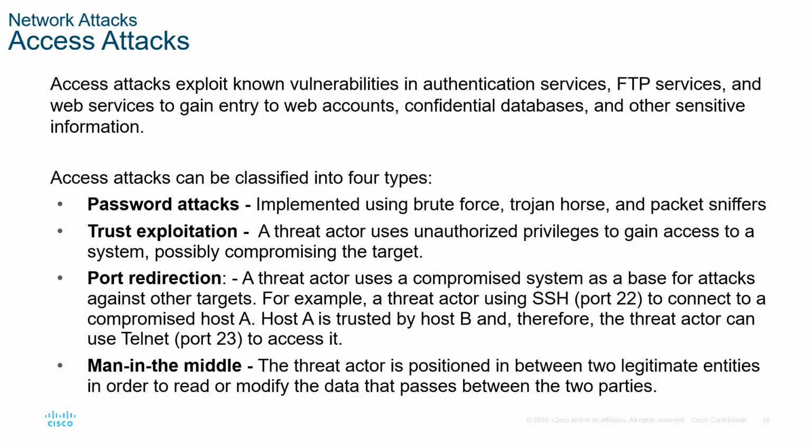So here's an example. The threat actor uses SSH, which is port 22, to make a connection onto a compromised host. Host A is trusted by host B, and therefore the threat actor can use Telnet to access it. That is actually a realistic example. One of the things that I might tell you, and that I will tell you, is never use Telnet. Unfortunately, that's not necessarily a realistic example.